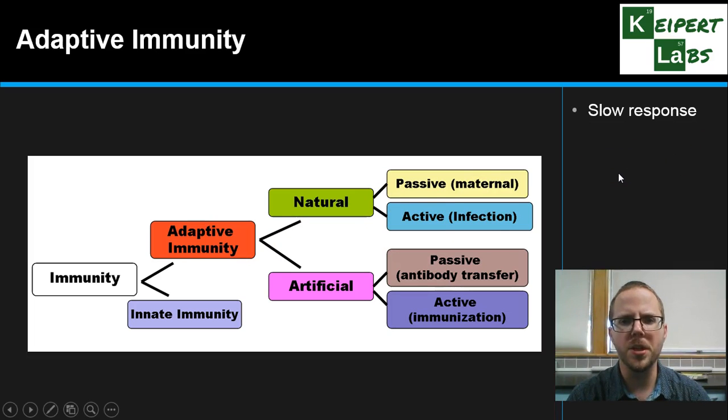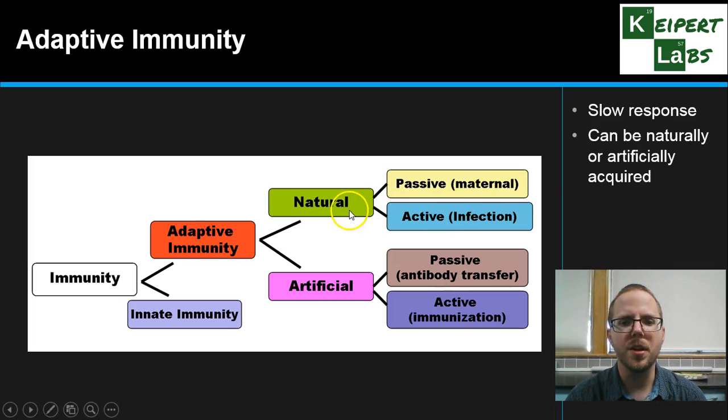It's your body's way of protecting itself after the fact, typically, and it can be either naturally acquired or artificially acquired. Naturally acquired is where, as part of your normal body process, you develop the cells that help to protect you in the future. Passive is where you might get it from your mother during pregnancy, so it helps to protect you as a young baby. Active is where you've actually been infected with that thing in the past and then your body responds.